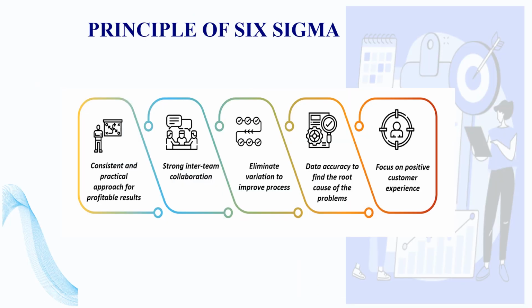After objectives, we will learn about the principles of Six Sigma. There are five principles of Six Sigma: consistent and practical approach for profitable result, strong inter-team collaboration, eliminate variation to improve process, data accuracy to find the root cause of the problem. Then focus on positive customer experience. The Six Sigma principles are important for teamwork in the industry, and the collection of data is important.